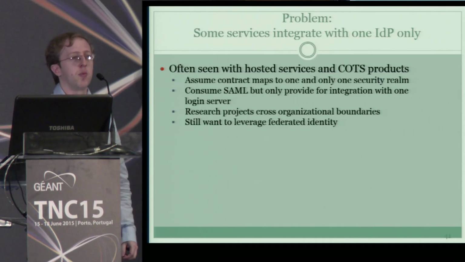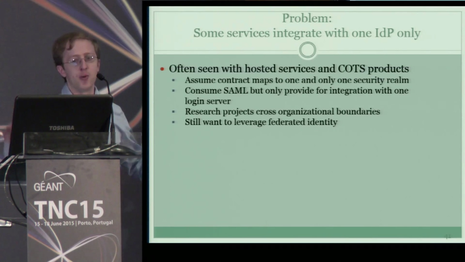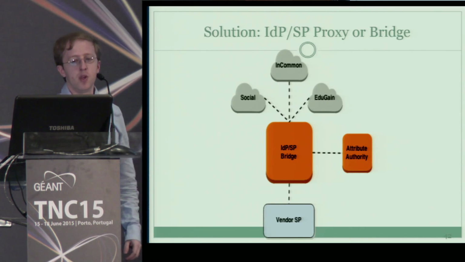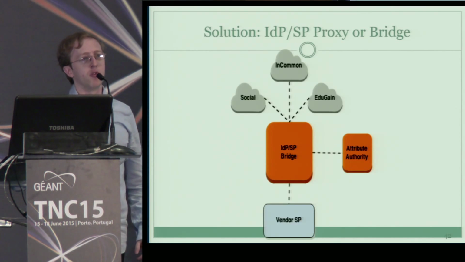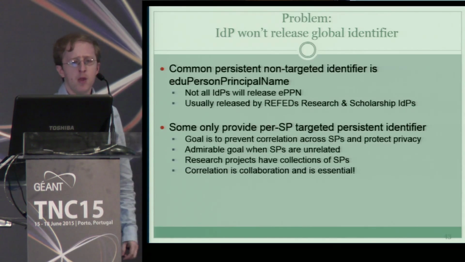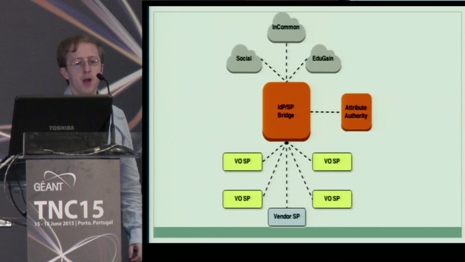Some services integrate with one IDP only. I'm sure nobody here is familiar with this problem. And so the solution there is the IDP SP bridge, which we're building into the solution for the NIAID deployment. And of course, the IDP won't release anything, let alone a name. We can't even get a global identifier. Well, what do we do about that?